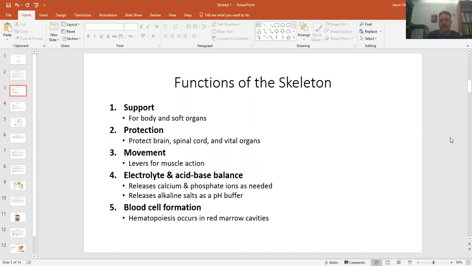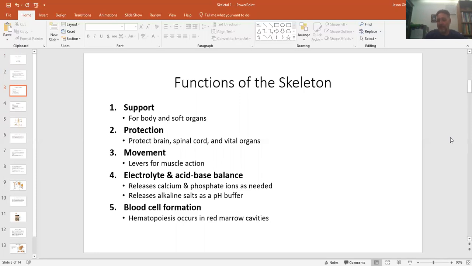The functions of the skeletal system. Mainly support. We wouldn't be able to stand up if we didn't have this. We wouldn't maintain our shape. We would be more of a blob. It also gives us protection. We've got a built-in helmet up here with our skull. So all of our vital organs are protected by some. Again, the skull protects one thing. The rib cage protects the heart and lungs. Those are vital organs.